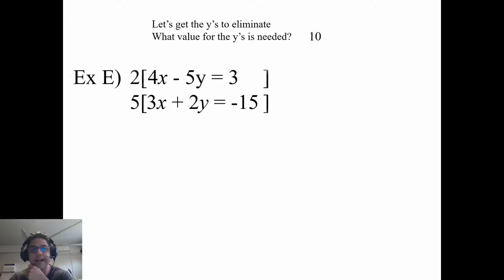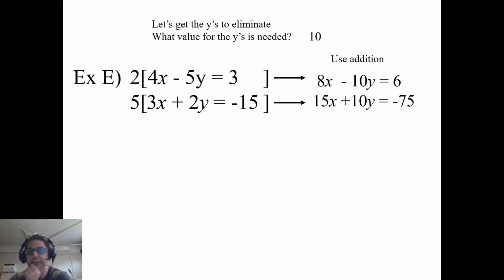So I'm going to go ahead and put brackets around both. And if I multiply by 2 for the first equation, I get that negative 10y. And multiply by 5 on the second equation, I get my positive 10y. So both equations have to change. First equation, 2 times 4x is 8x. 2 times negative 5y is negative 10y, and 2 times 3 is 6. Don't forget that last multiplication. 5 times 3x is 15x. 5 times 2y is 10y, and 5 times negative 15 is negative 75. All right, so you should have this. I'll give you a moment to write it down.